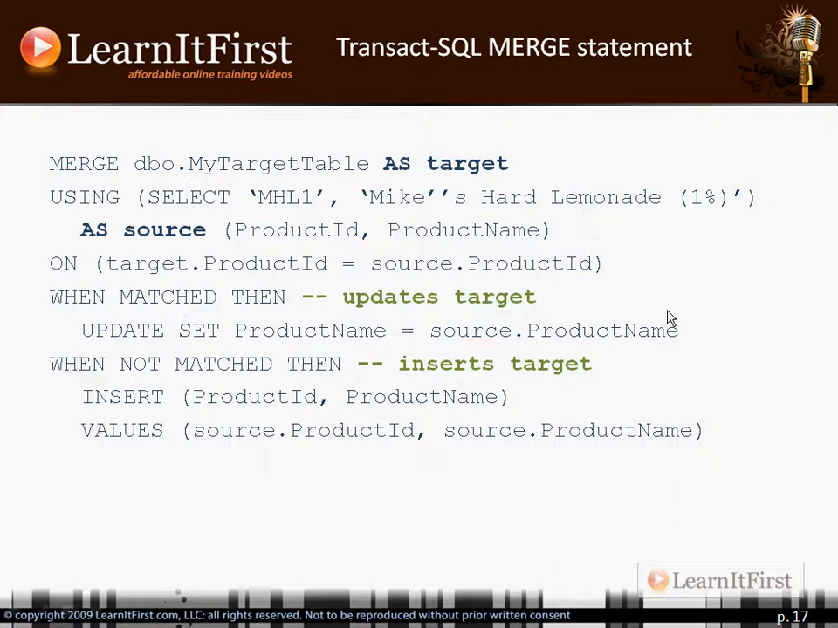However, when they're not matched, let me switch now to blue down here, when not matched, so when there is not an MHL1 in the target table, then I want to insert it. Okay, you see the insert, and we're inserting the source product ID and product name. That's a merge statement. So now in SSIS, you and I can take advantage of this merge statement in our execute SQL tasks. We could do this in our data flow tasks. It just makes it much simpler.